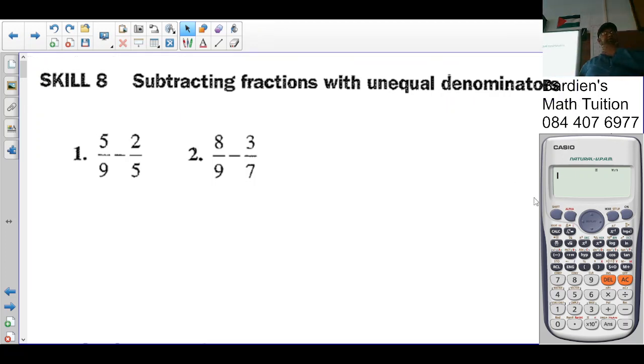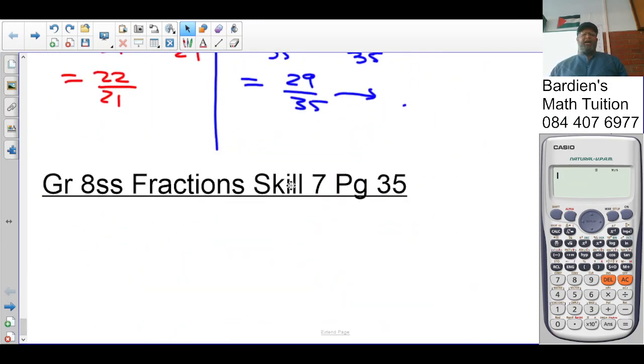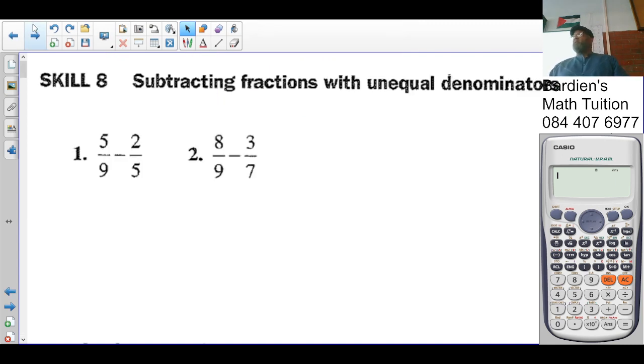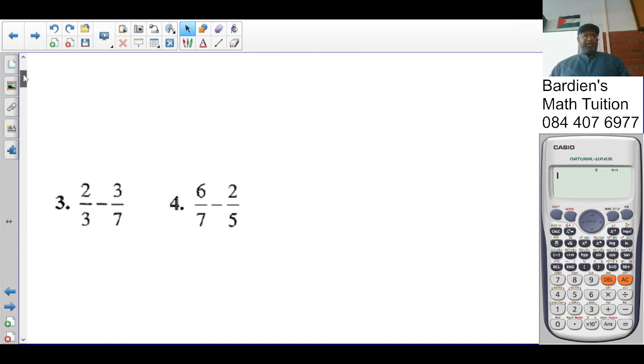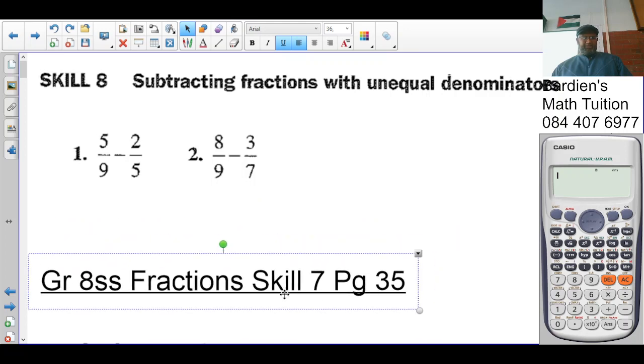unequal denominators. Today we're going to look at subtracting fractions with unequal denominators. Just to refresh your memory, if the denominators are unequal, what should we do? Find the LCM, the lowest common multiple. This is skill 8, and skill 8 is on page 35. Okay.